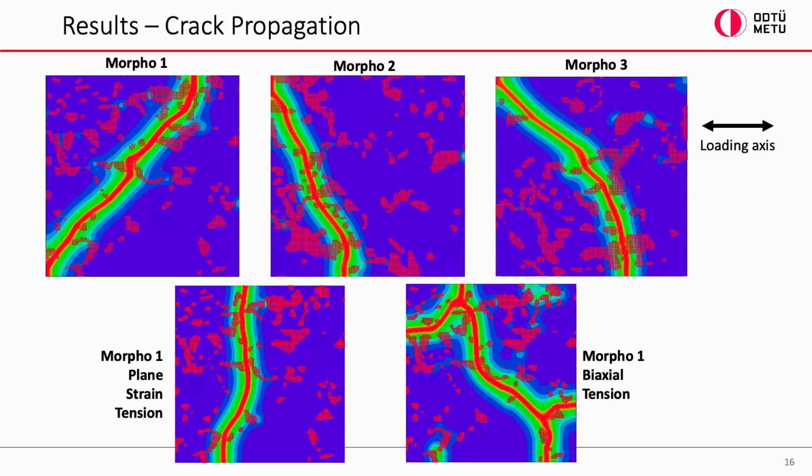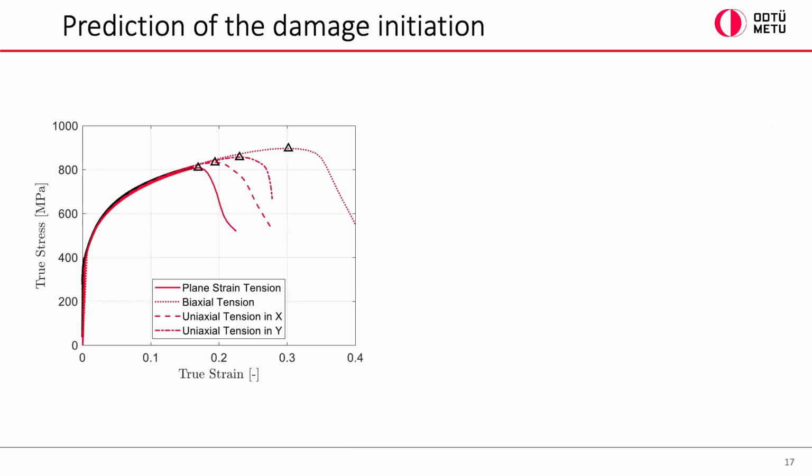For the plane strain tension, we have a crack vertical with respect to the loading direction. For the biaxial case, there is crack branching happening, a very complex structure, but I don't have any experimental data to back this up. So this is what the model predicts. And finally, I want to show you the prediction of the model for the macroscopic test data.